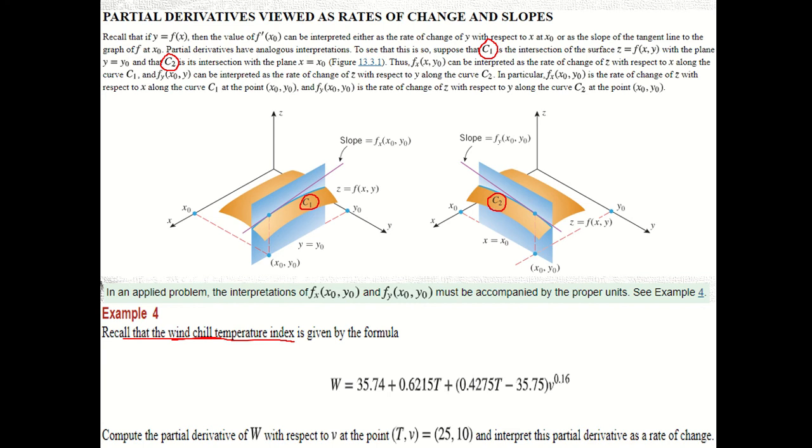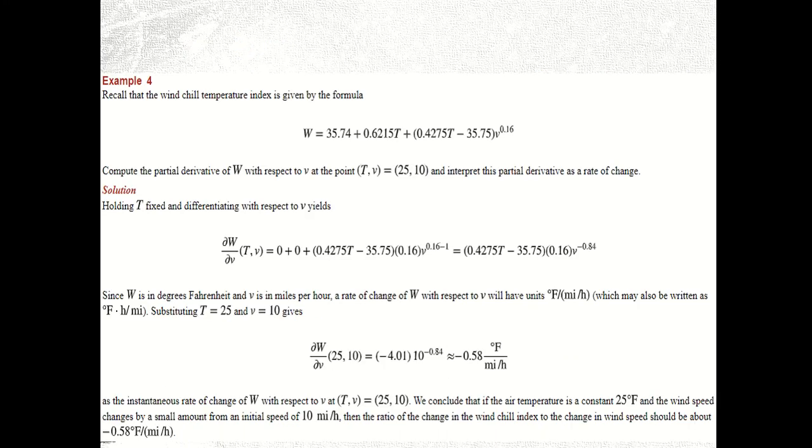Now I'll show you the solution to this problem. This is what is meant by this statement here: that in an applied problem, the interpretations of this notation must be accompanied by the proper units. So we have here the units in terms of temperature, degrees Celsius or degrees Fahrenheit. The wind chill temperature should be in degrees Fahrenheit or Celsius. Okay, so the solution to this problem.